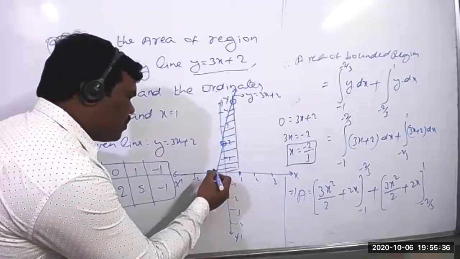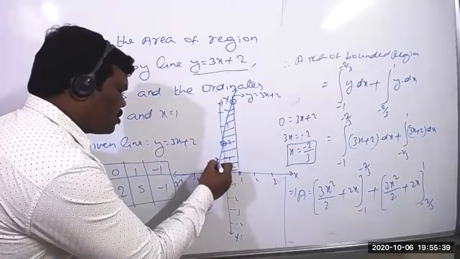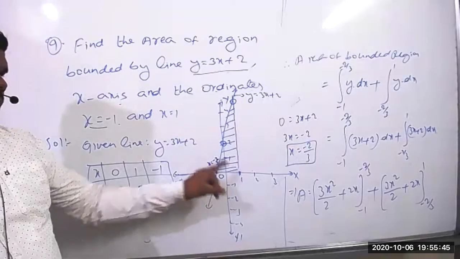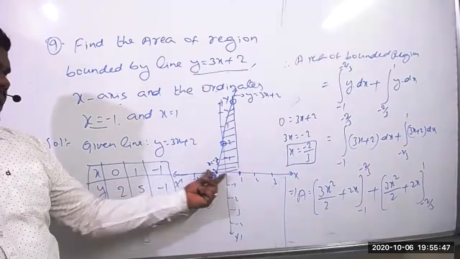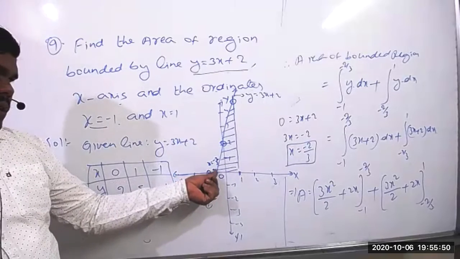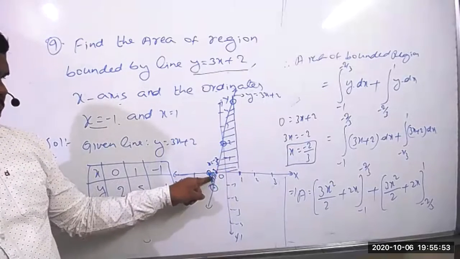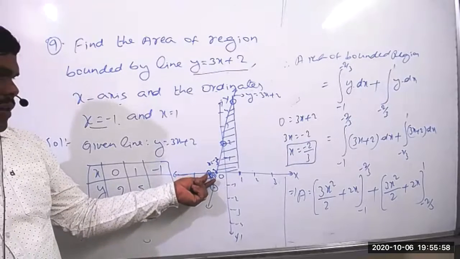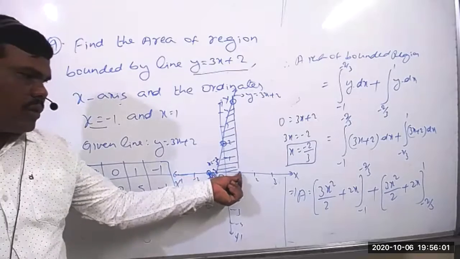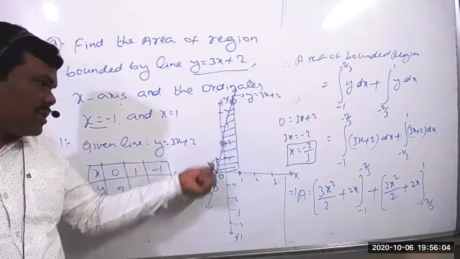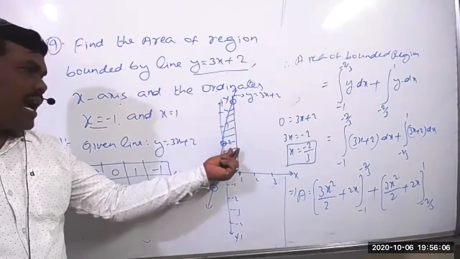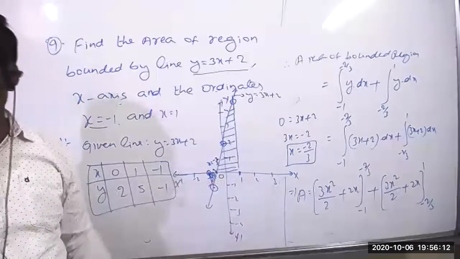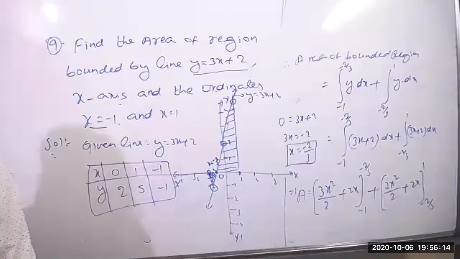So this point is x equals -2 by 3. The two limits are -1 to -2 by 3 and -2 by 3 to 1. When we take x equals -1 to x equals -2 by 3, with respect to the line, we get this area. When we take x equals -2 by 3 to x equals 1, with respect to this line, we get this area. Adding both of them gives the area of the required bounded region. Do you have the clarity?